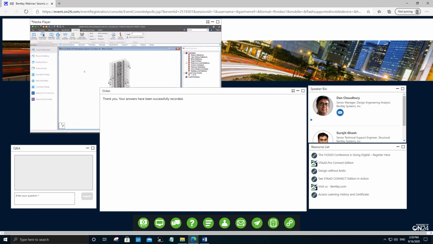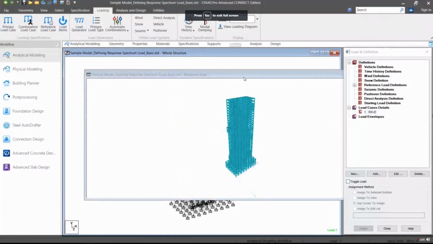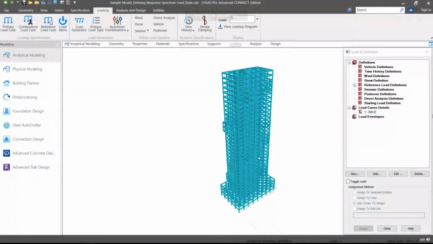Now I will demonstrate how we can apply the response vector load based on ASCE 7-16 code in this STAAD model. This is a 34-story concrete building. Overall height of the building is around 140 meter with maximum base dimension of 52 meter. There is a 3-story podium which is mainly used for car parking and commercial purpose. My intention is to perform dynamic analysis for this building.